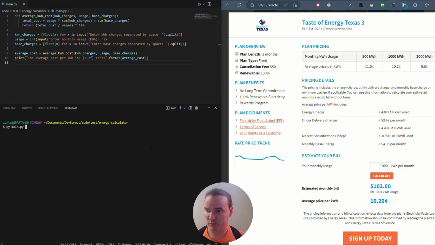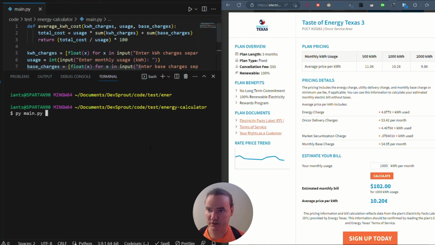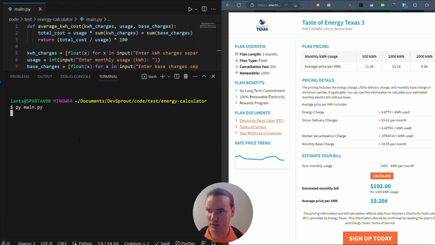So with our program, we're just going to run main.py. I'm going to zoom in a little bit over here so you can see better. I just had it zoomed out so you can see all the code. All right, so the first thing it asks us is the kilowatt hour charges separated by a space. So in this case, anything that is multiplied by kilowatt hour used, 1, 2, 3, is going to go here, separated by a space.